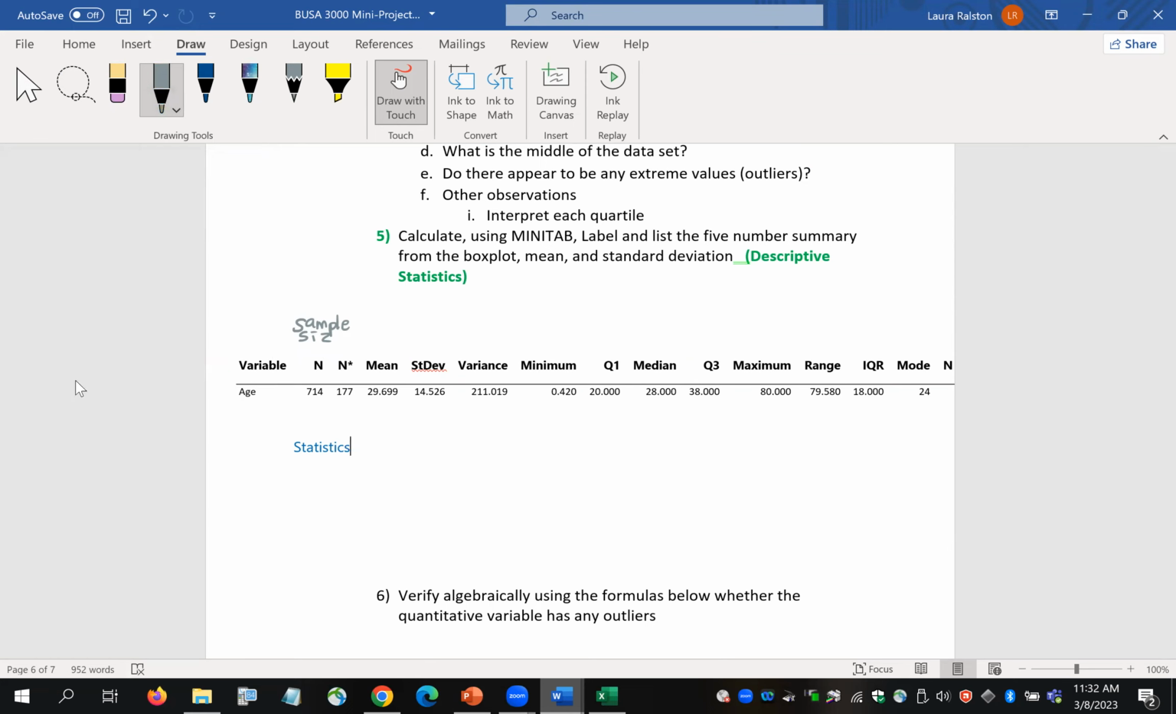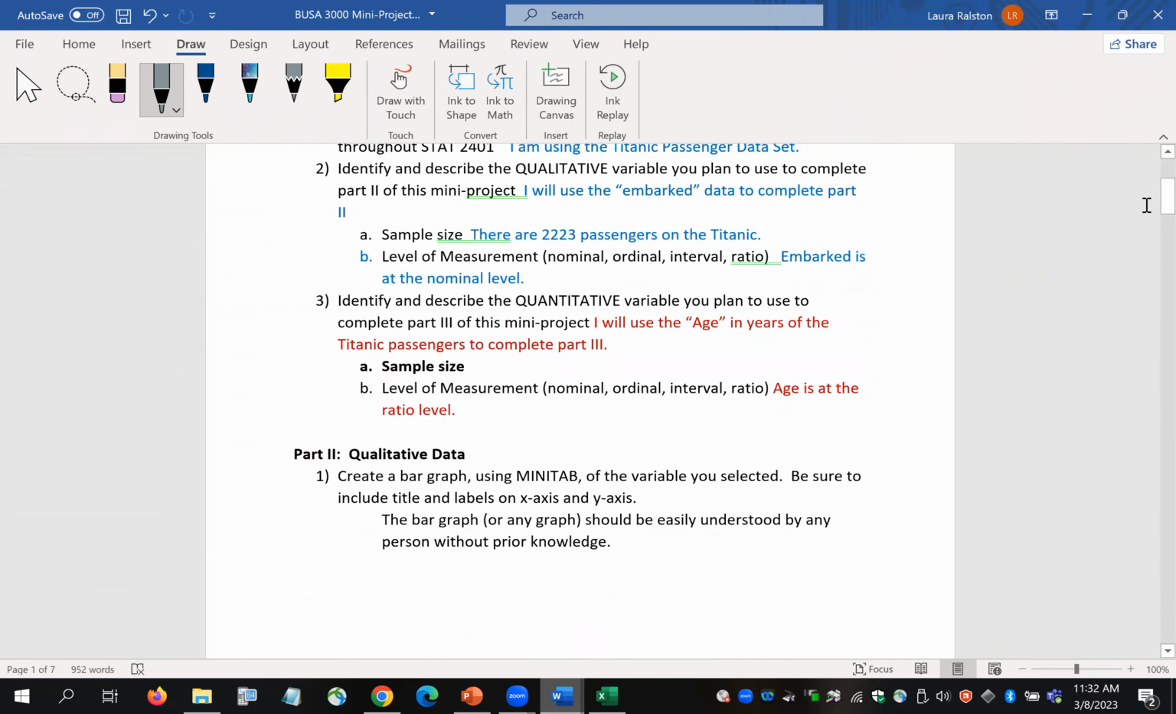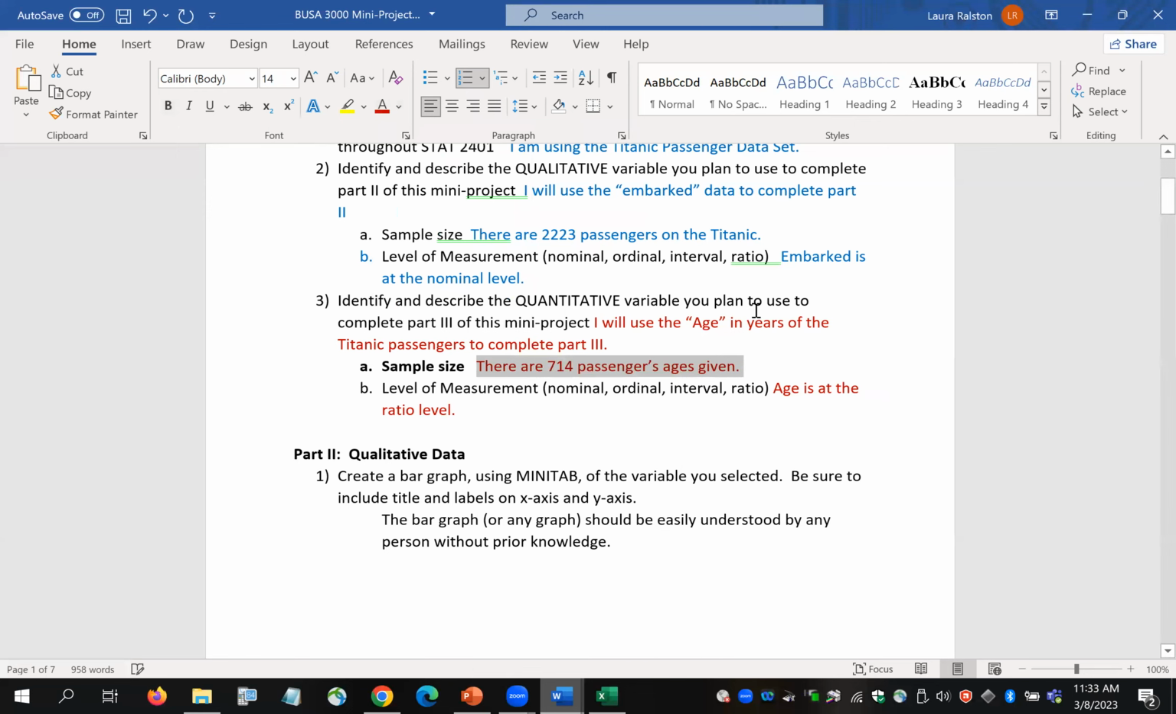Okay, so the N is your sample size. So now I could go back up at the beginning and say there are 714 passengers, passenger ages given. Okay, so now I know how many I have, and I could tell that from my display.